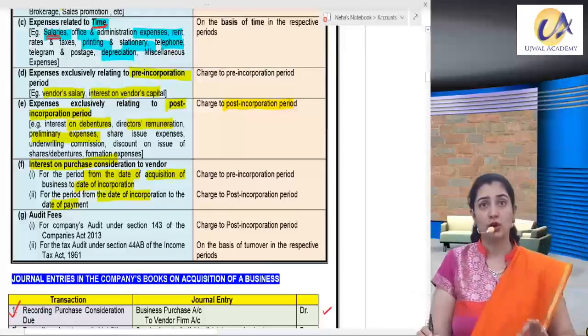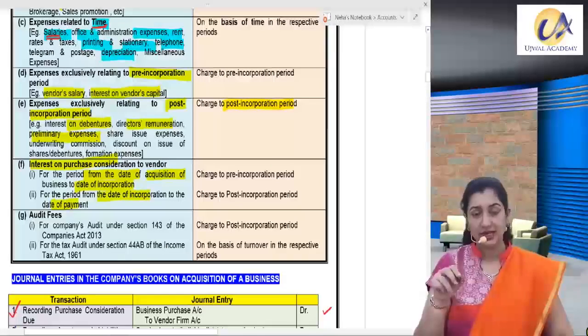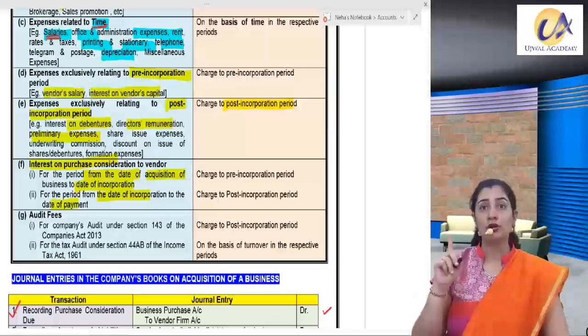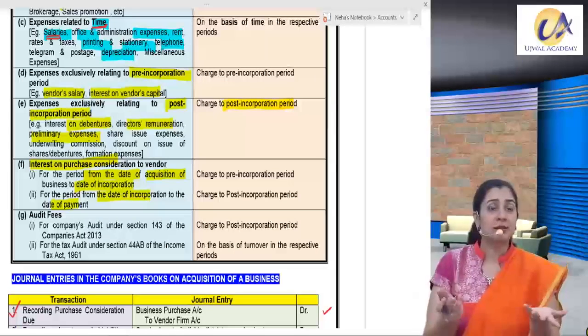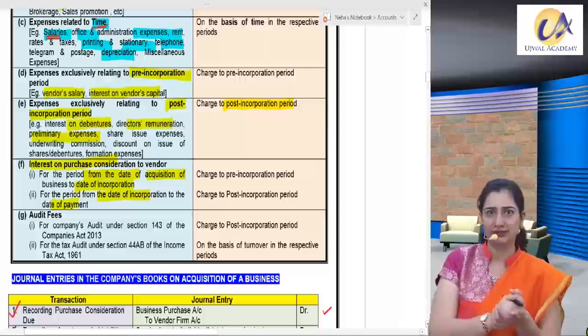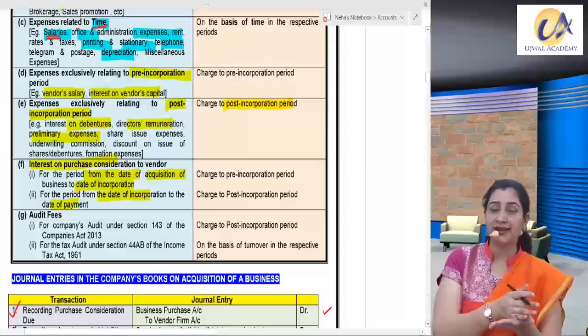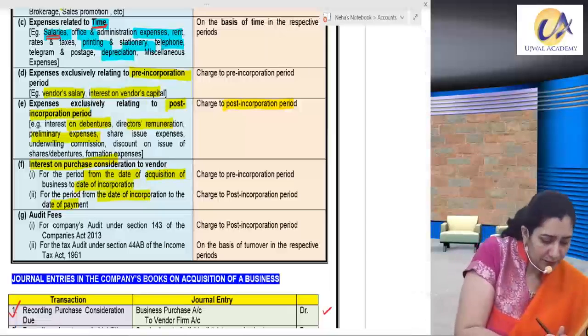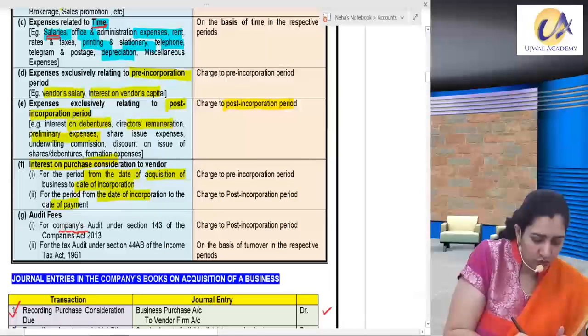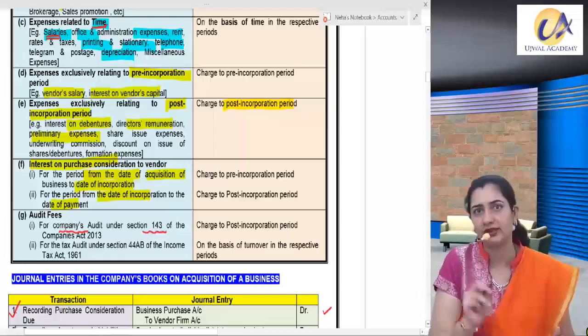And last one, audit fees. If a company has paid audit fees, how does it work? Now I gave you the answer. मैंने पूछा company has paid audit fees. तो अगर वो audit है statutory audit जो companies act में होता है, right? Companies act में you have to do audit compulsory for every company.